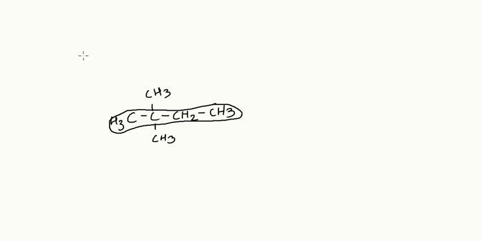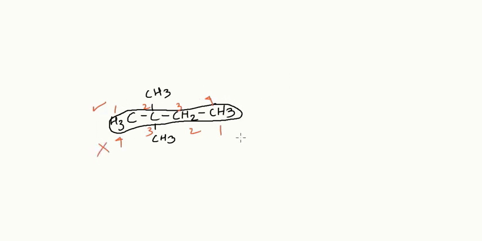Now, the second step would be numbering the chain from end to end. It would be in this manner, or it could be this manner. As we know, the groups which are outside the chain should get the least possible number. In this numbering system, the groups are getting 2, and in this it's getting 3. Therefore, we use this numbering system.